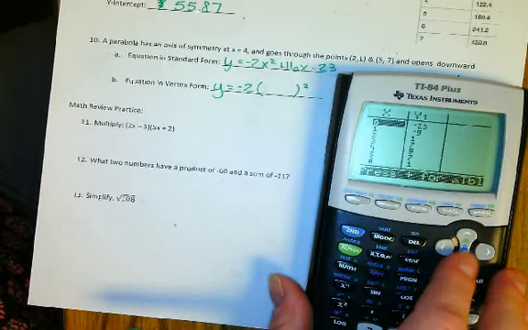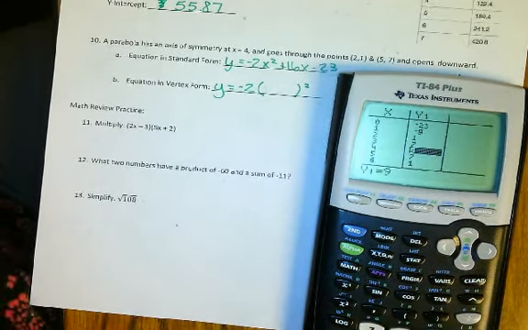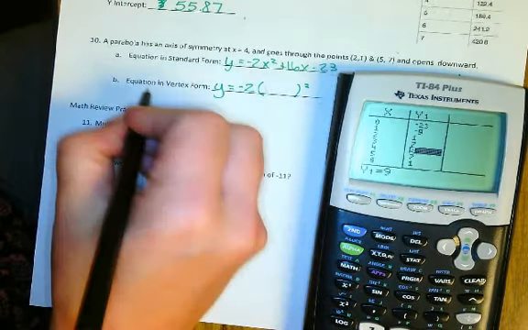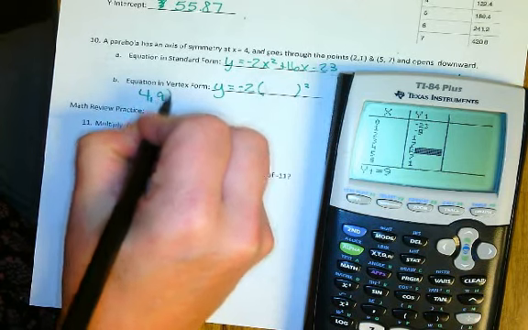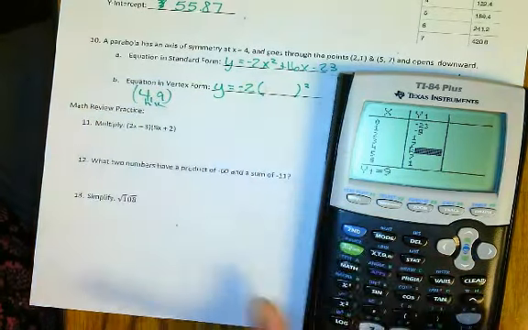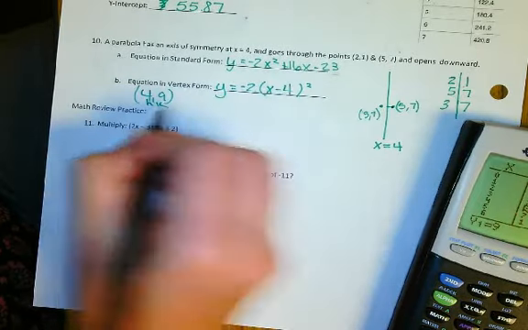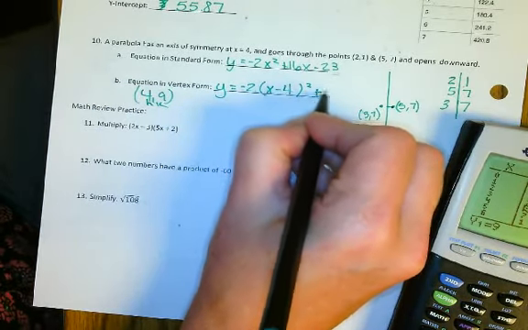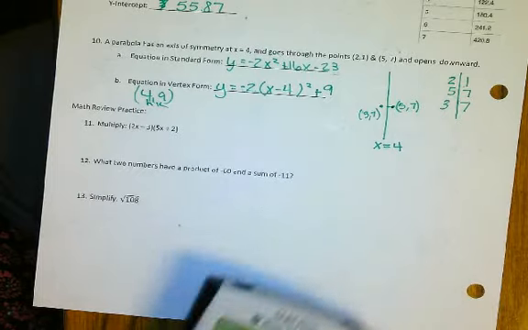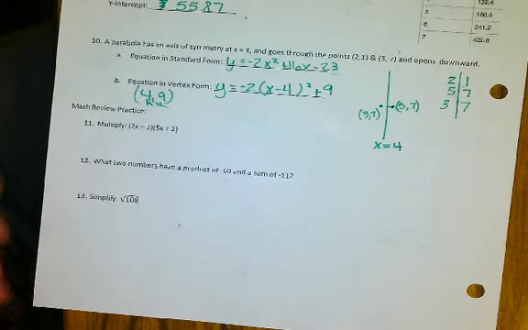And I'm going to go to my table, and I'm going to look for my vertex. Alright, here it is. Vertex is 4, 9. It's surrounded by the 2 7s. So because my vertex is 4, 9, that's my h and my k, I'm going to have x minus 4, and then the k would be plus 9.